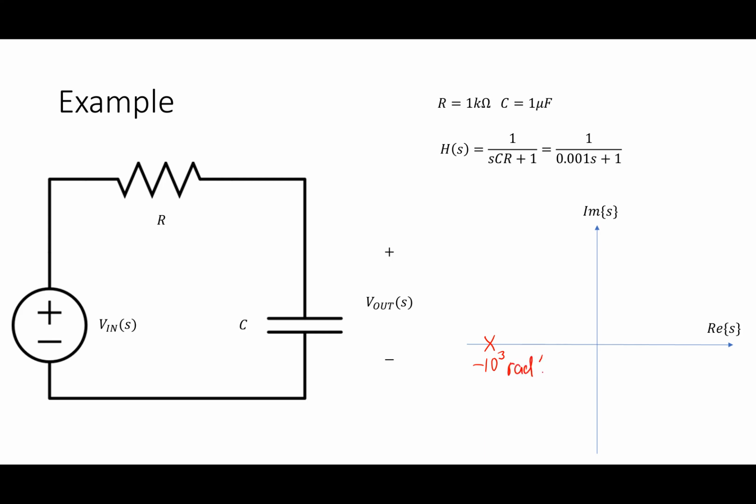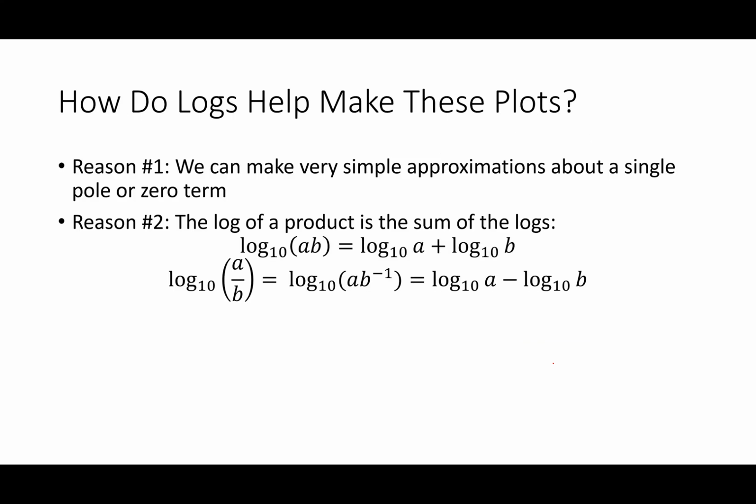I want to figure out how to draw the Bode plot for this thing. In other words, I want to draw the magnitude of H of j omega on that log plot. So to do that, I'm going to think through two things. How do logs help us make these plots? There are two reasons. You can make really simple approximations about a single pole or a zero, which we're going to show here in a second.